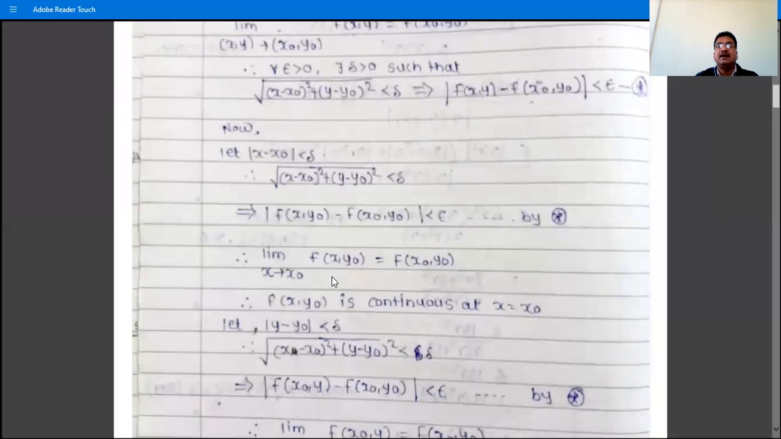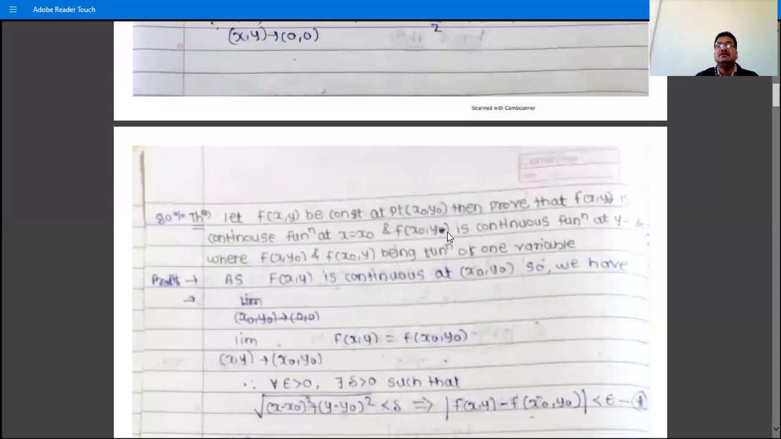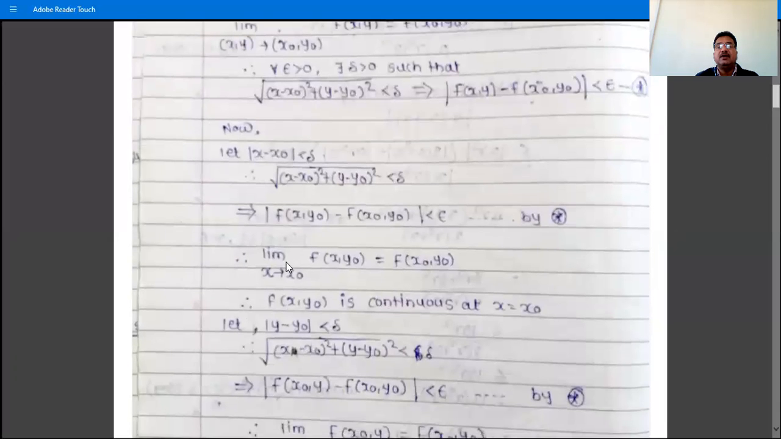We have this, and this means we start with this, and we have the limit as x tends to x0 of f(x, y0) is f(x0, y0). That is, the limit of the function f(x, y0) exists at x = x0 and is equal to the value at (x0, y0). That is, the limit as x tends to x0 of f(x, y0) is equal to f(x0, y0). And this means f(x, y0) is continuous at x = x0.